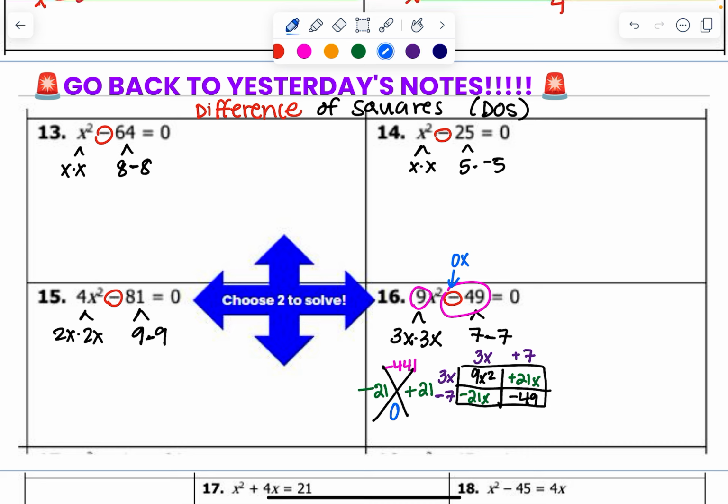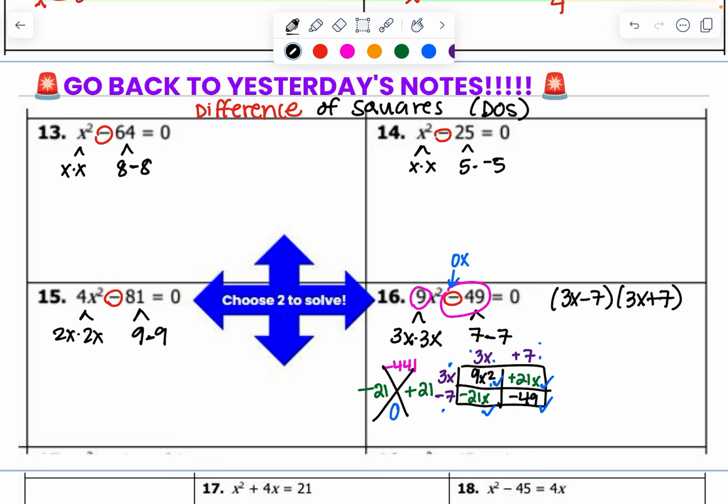Do not pass go. Do not collect $100. You must check your work first. 3x times 3x, that is 9x squared. Check. 3x times 7, that is 21x. Negative 7 times 3x is negative 21x. Negative 7 times positive 7 is negative 49. Yippee! Now we're ready to rewrite our 9x squared minus 49 in factored form. That is 3x minus 7 times 3x plus 7. And it was set equal to 0.